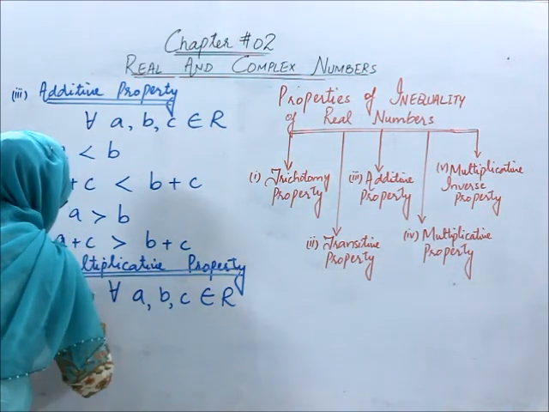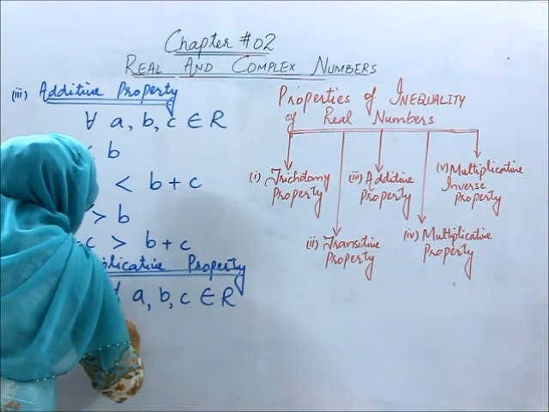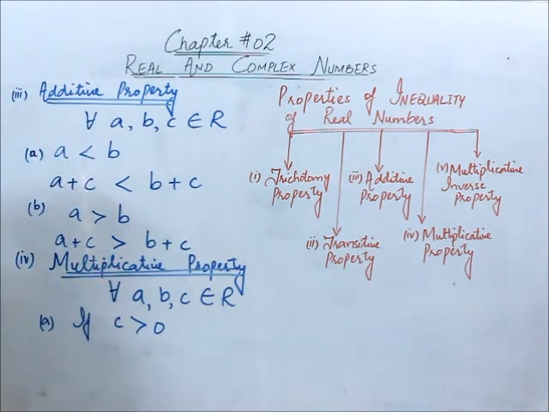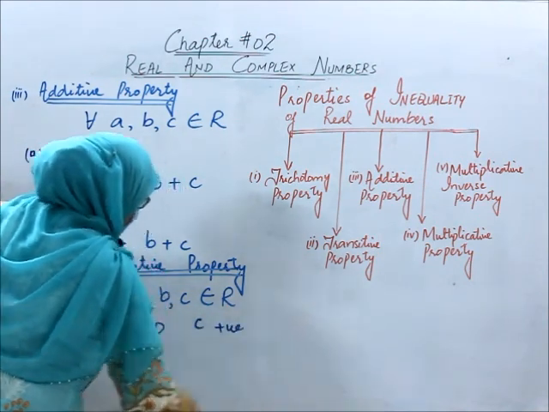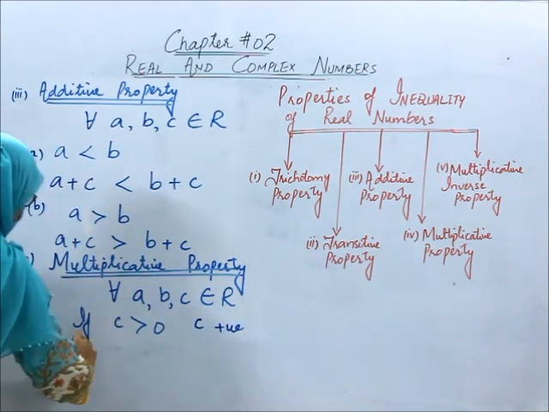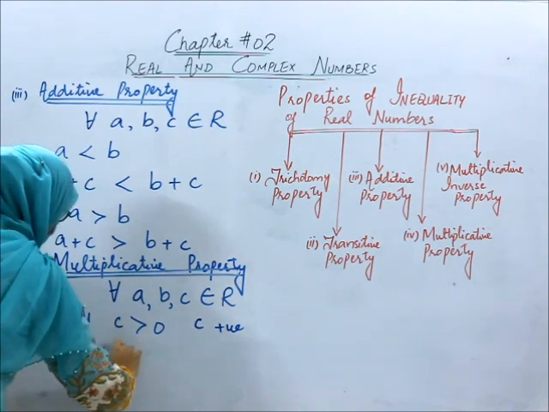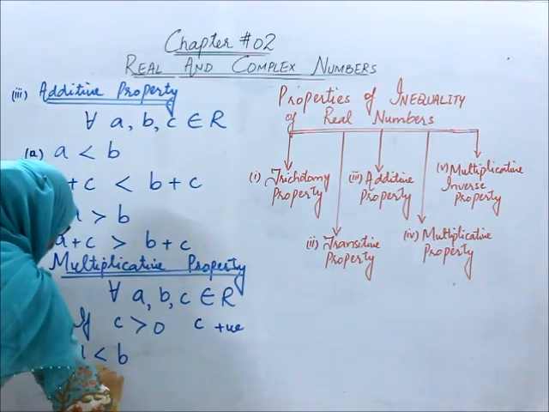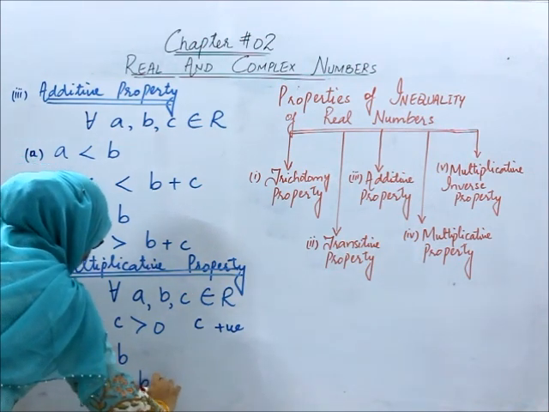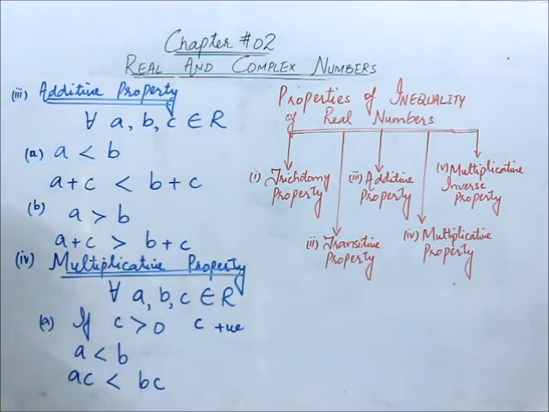First part says if we have a positive number, C greater than 0 means C is a positive number. Fine? So if we multiply a positive number on both sides of the inequality, it will not affect the balance of the inequality. That is, AC would remain less than BC.